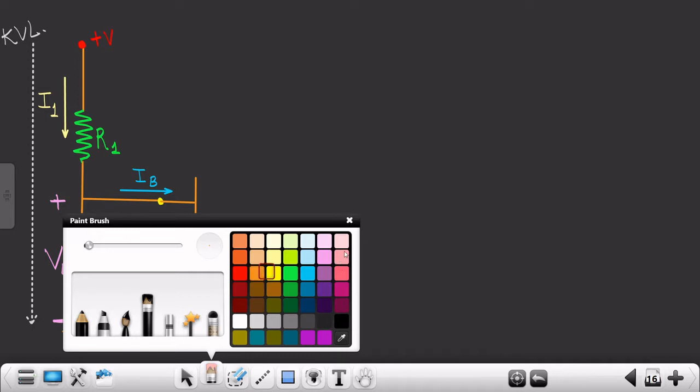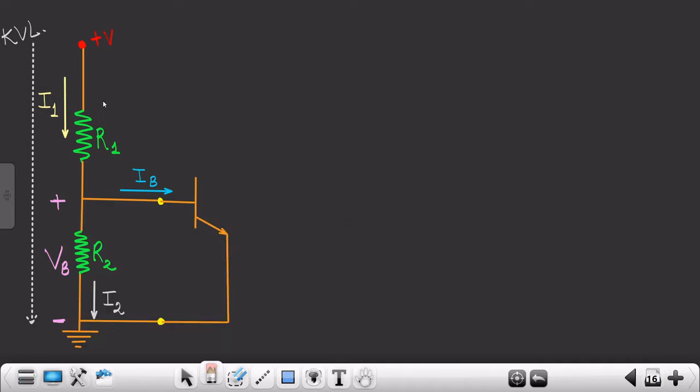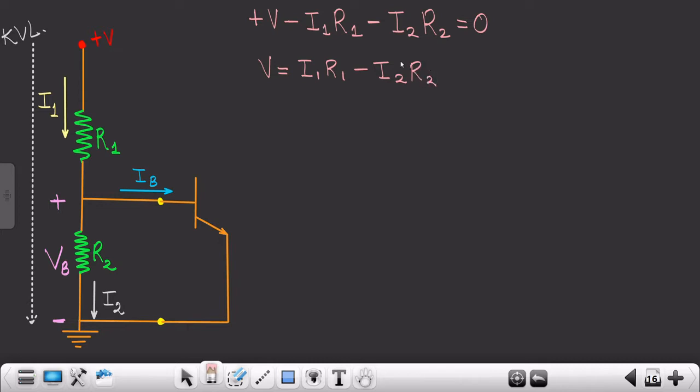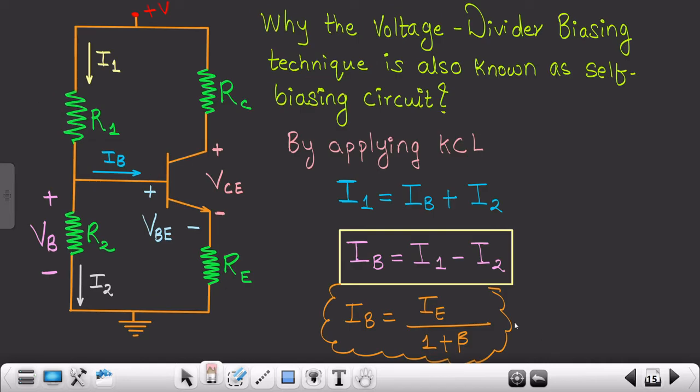So it would be plus V minus I1 R1 minus I2 R2, and that is equivalent to 0. Now what we'll do, we'll move this part to the RHS, and thus we will get this equation as V is equivalent to I1 R1, minus I2 R2, right. So now according to this equation, we can write I1 as IB plus I2.